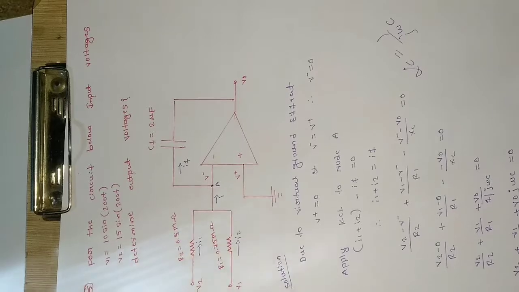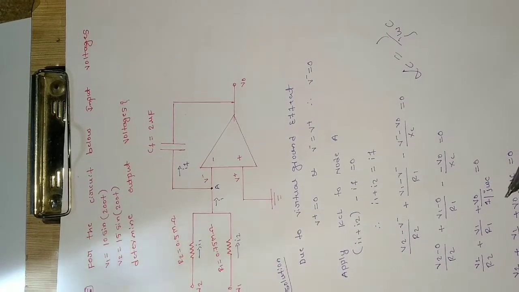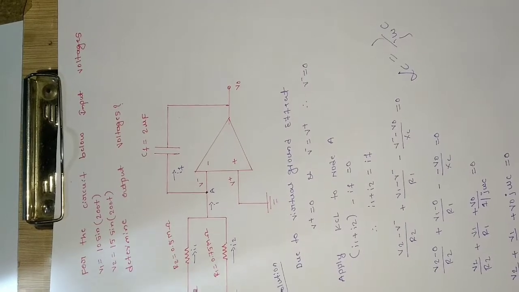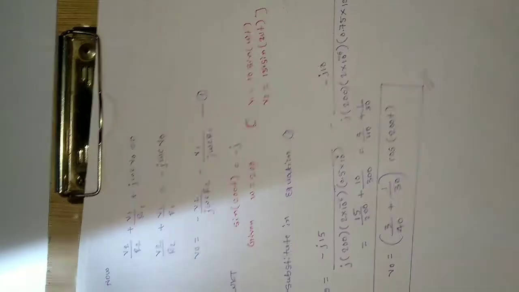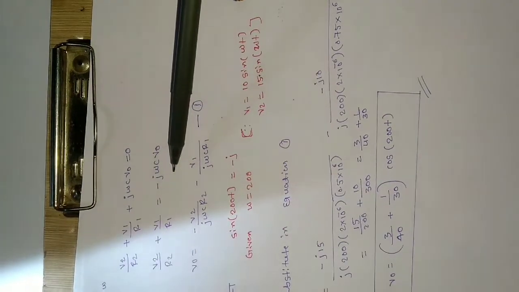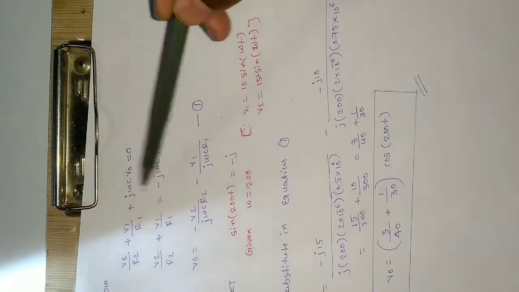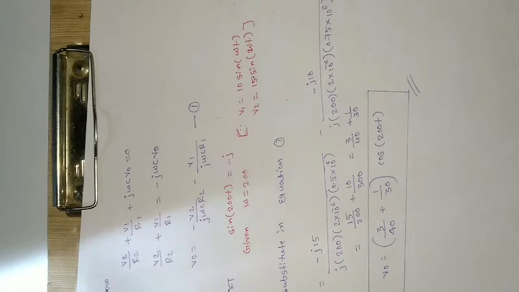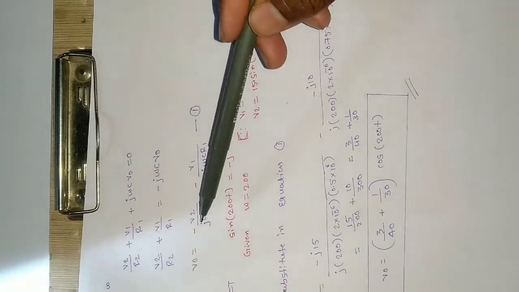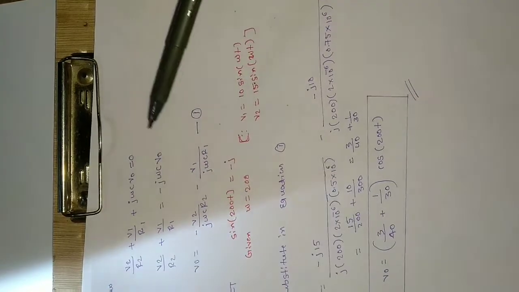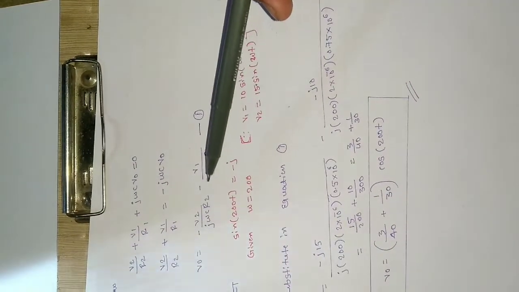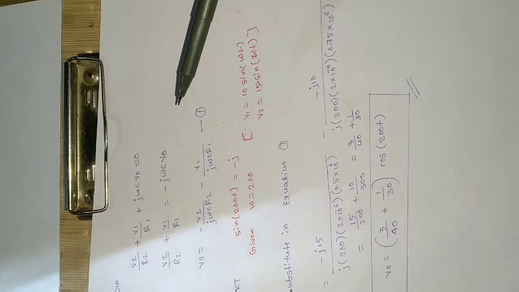So V2 by R2 plus V1 by R1 plus, j omega c will go to the numerator side, so V naught into j omega c equal to 0. I can write V2 by R2 plus V1 by R1 equal to minus j omega c into V naught, taking it to the right hand side now. So from this equation, V naught will be equal to minus V2 by j omega c into R2 minus V1 by j omega c into R1 here.